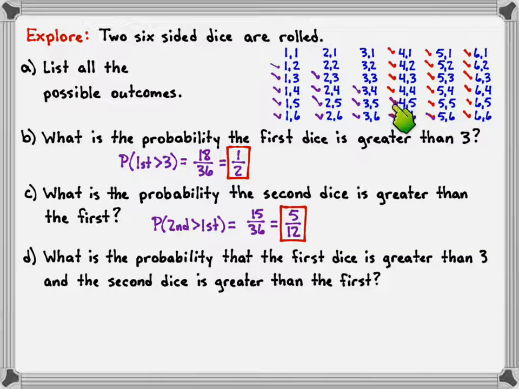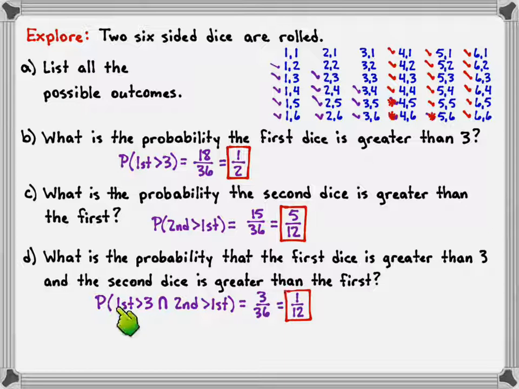Well, where are both of those cases met? Here, out of these 3 things. So our probability here is 3 out of 36, which reduces to 1/12. Okay? So notice my notation: the probability of the first is greater than 3 and second is greater than the first. Notice when I use the word and, when I use the word intersection, I am reducing my possibilities, not increasing them. I'm lowering them. So we'll call that event 1 and event 2. We could rewrite question D to say the probability of event 1 intersect event 2.